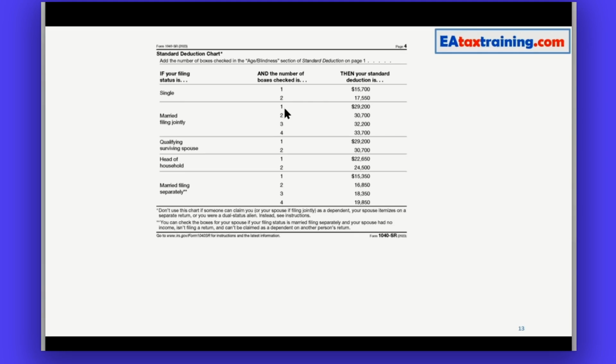But if you file electronically, for instance, if you as a tax preparer are using tax software, which of course you will be, then there's really no need for the Form 1040-SR, although you can still use it.